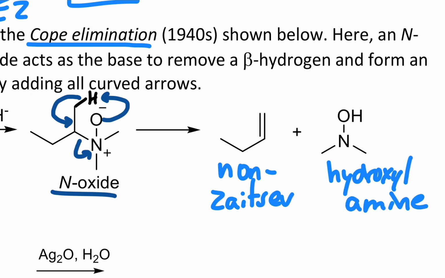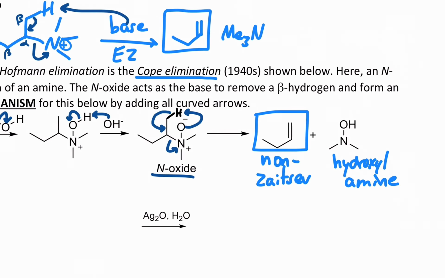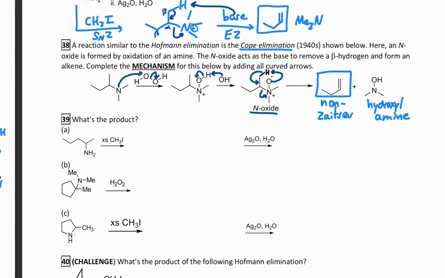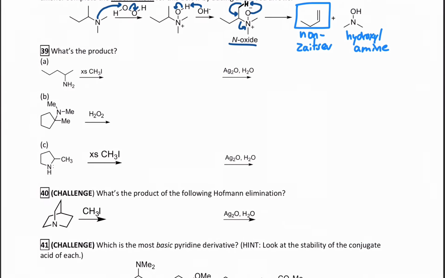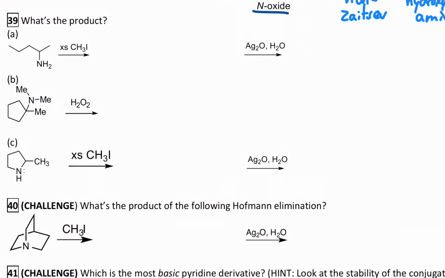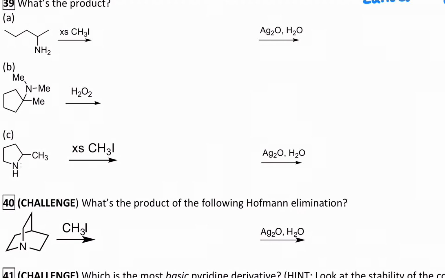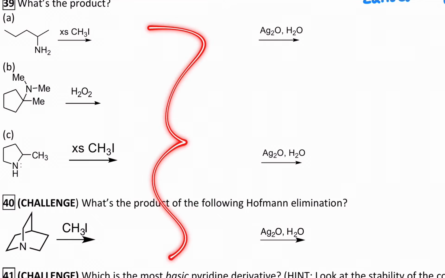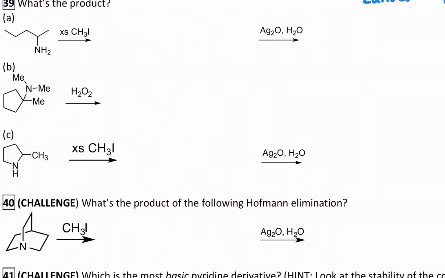But the main product is the non-Zaitsev alkene, just like in the Hofmann elimination. So there's a couple of examples down below that are a mixture of Hofmann and Cope eliminations, numbers 39 and 40. So I'd like you to once again hit pause and see if you can try these 4 questions that are eliminations of amines via ammonium salts. Okay, if you've done that, let's see.